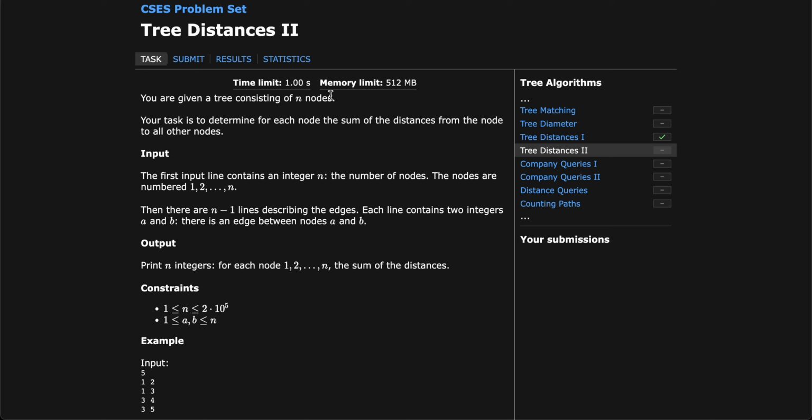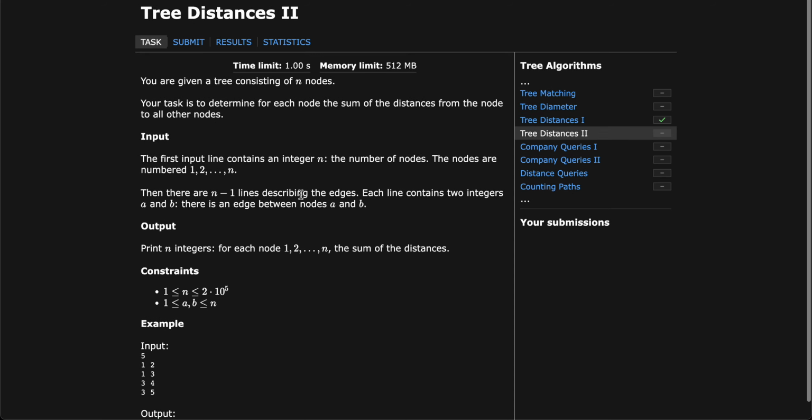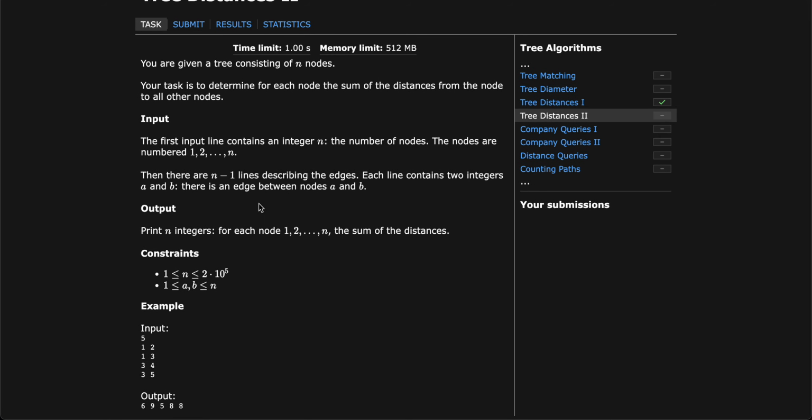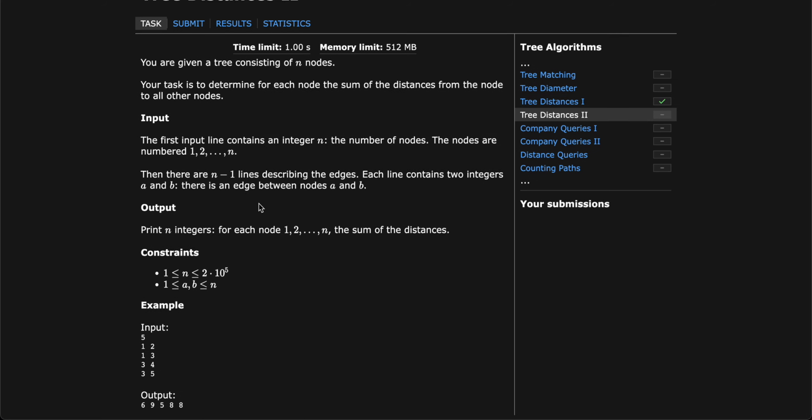consisting of n nodes. Your task is to determine for each node the sum of the distances from the node to all the other nodes. Okay, we are given n number of nodes. The nodes are numbered 1 to n, and there are n minus 1 edges. We have a and b. There is an edge between a to b.